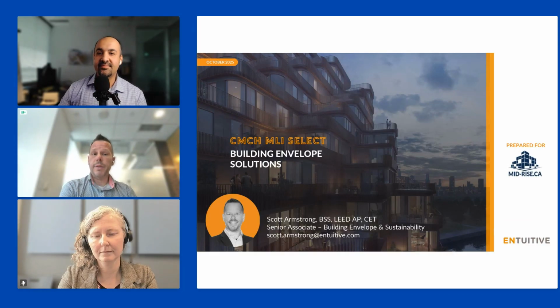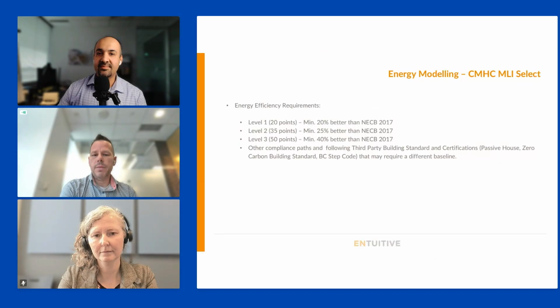I'm going to talk very briefly about energy modeling, just on the requirements for CMHC MLI Select. These are, again, very high level. There's no indication of future changes, although it is reviewed annually, so it is possible that something might change. But as may be familiar to several people, there are 3 primary levels: 20 points, 35 points, or 50 points, based on 20, 25, or 40% better than NECB 2017.